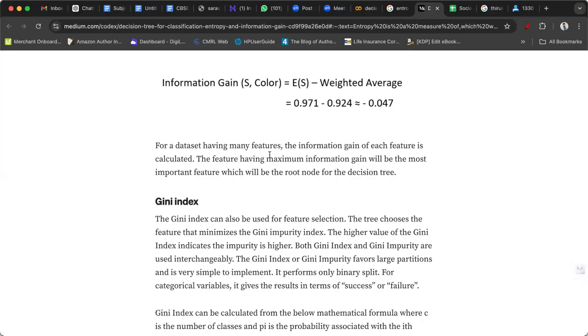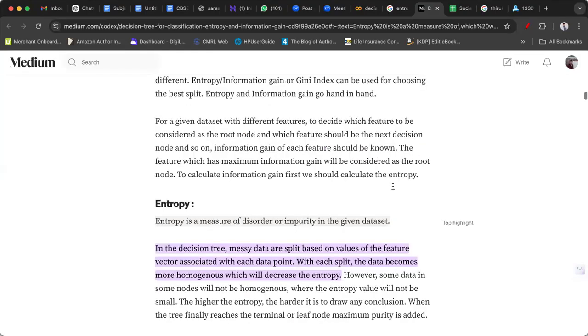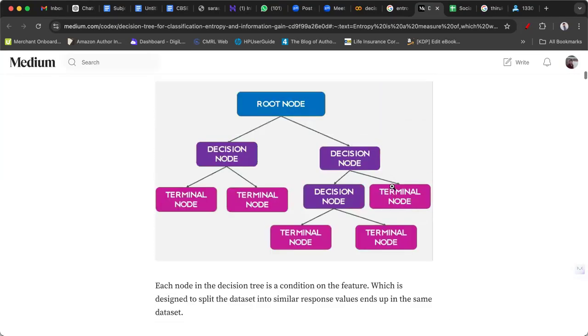For a data set having many features, the information gain of each feature is calculated. The feature having maximum information gain will be the most important feature, which will be the root node for the decision tree. So the feature with the maximum information gain is the root node.